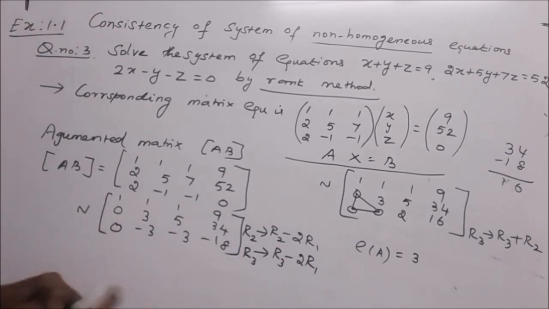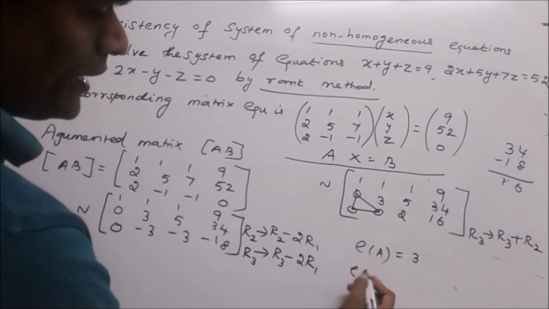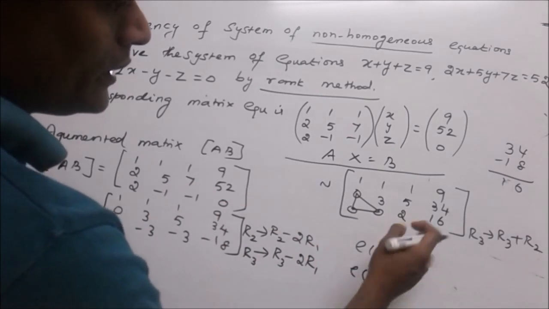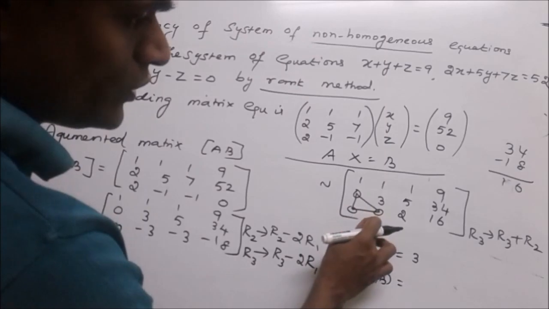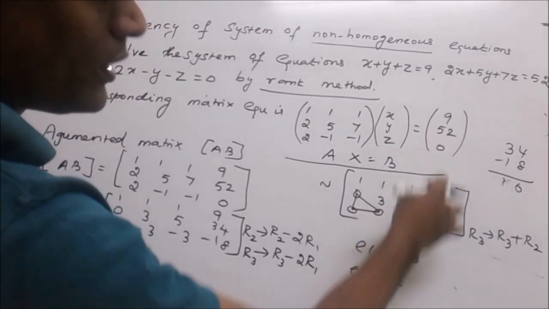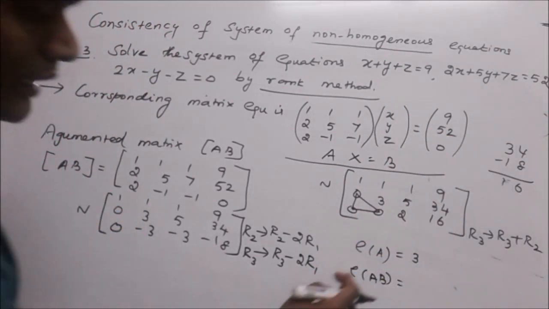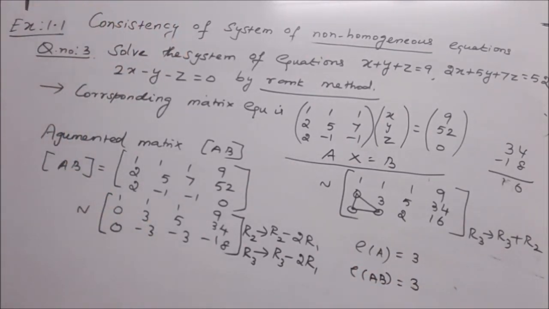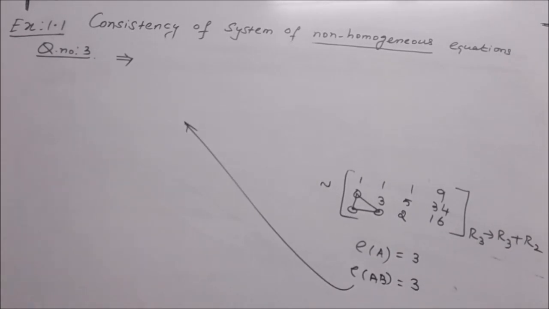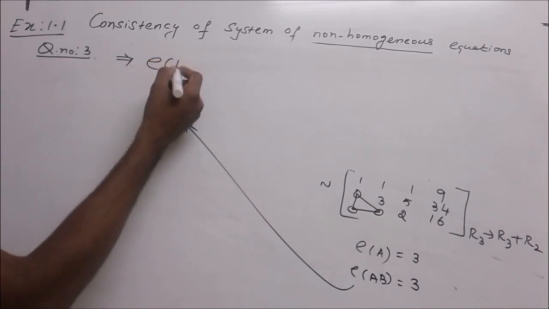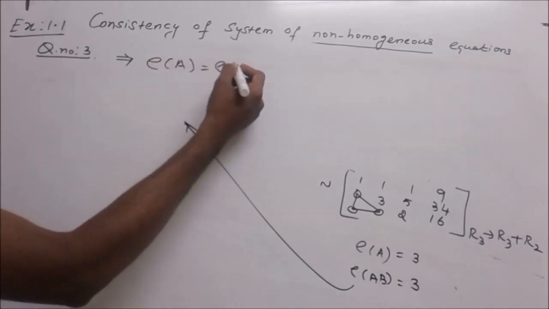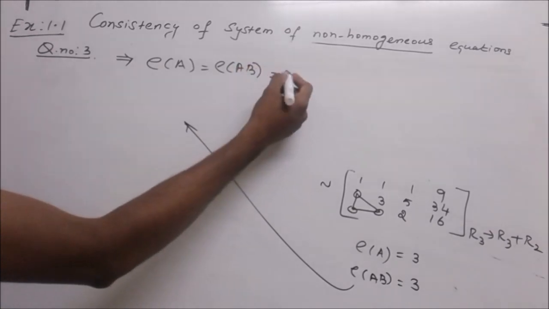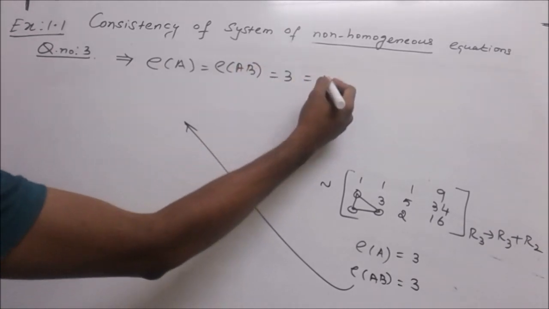And now include the fourth column and find the rank. Now the rank of AB: here also, all three rows are non-zero, so the rank is also 3. This implies rank of A equals rank of AB equals 3, equal to the number of unknowns.